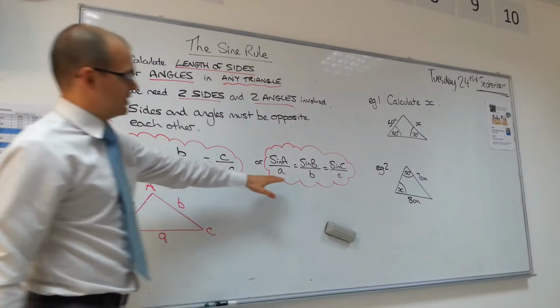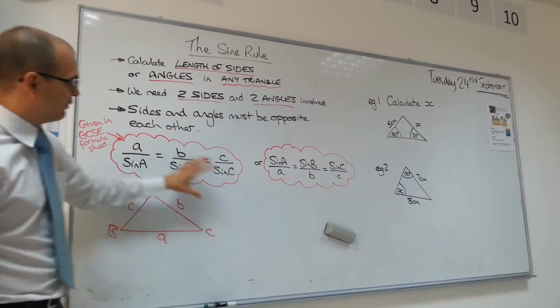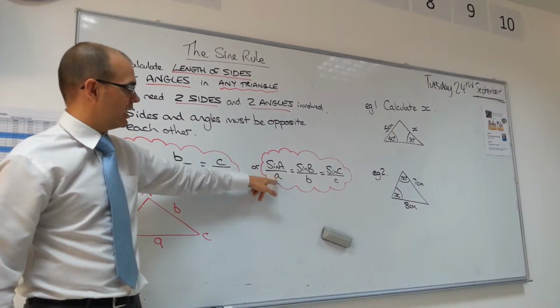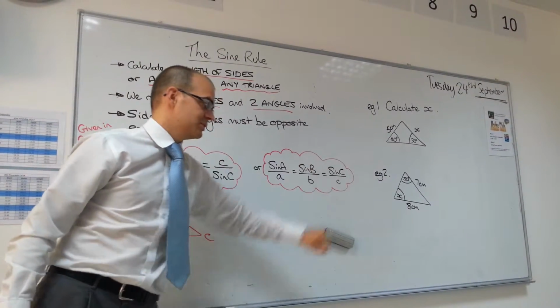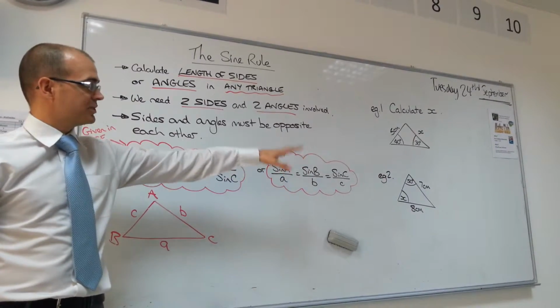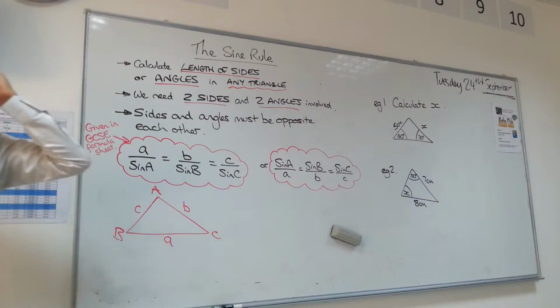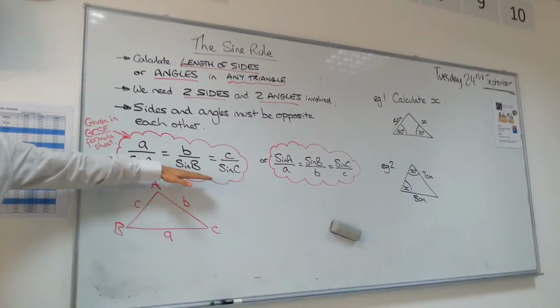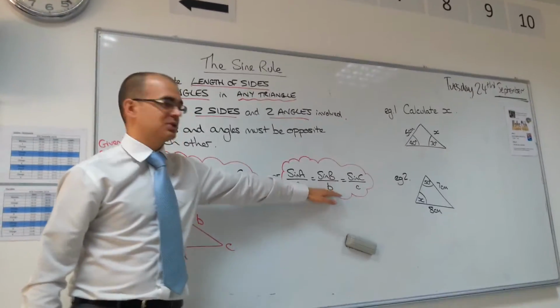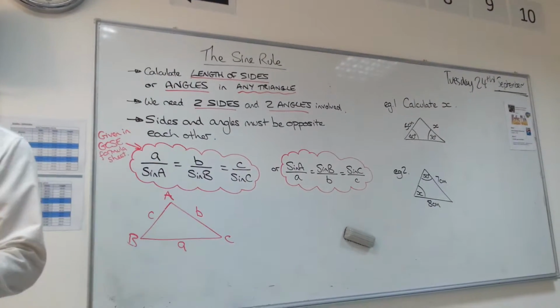What they don't tell you in the GCSE exam is that you can actually flip this whole formula upside down. So we could have sin A over a is equal to sin B over b, which is equal to sin C over c. Now the reason why you may want to do that we'll come on to in a second when we have a look at these two examples. But all you need to know first of all is that this formula is given to you on the formula sheet, and that you can flip it upside down and it still works absolutely fine.